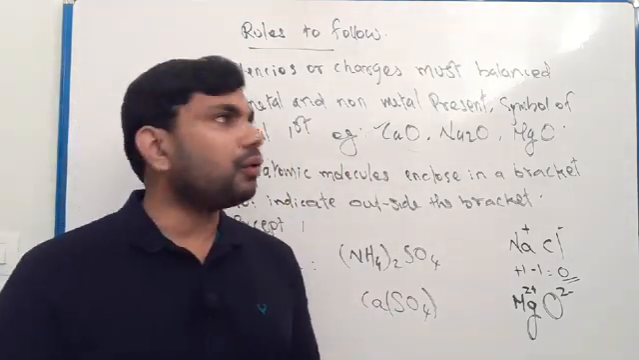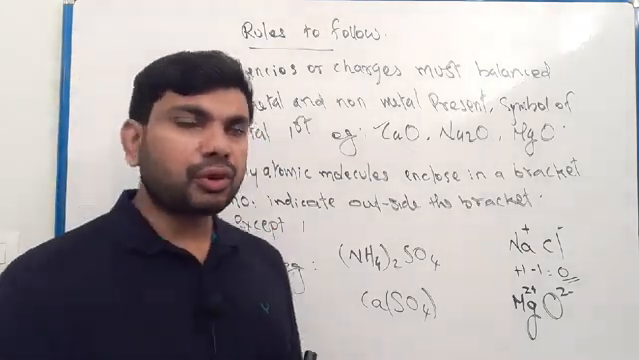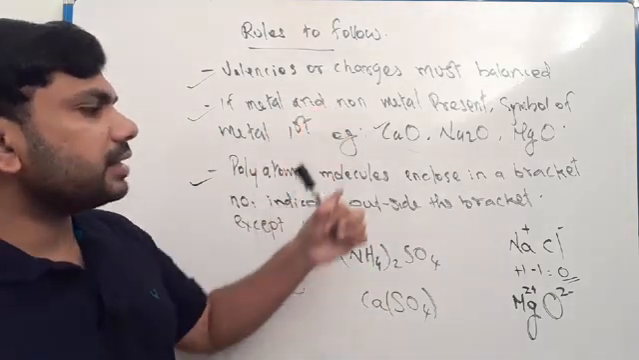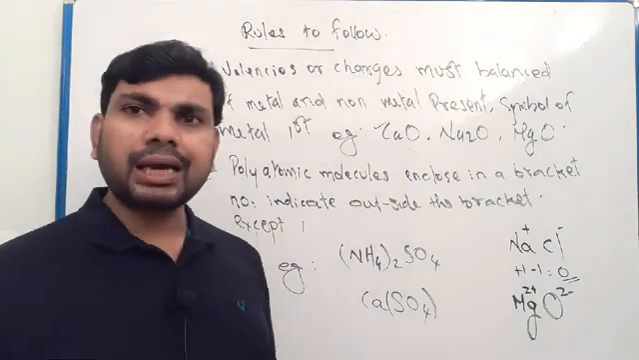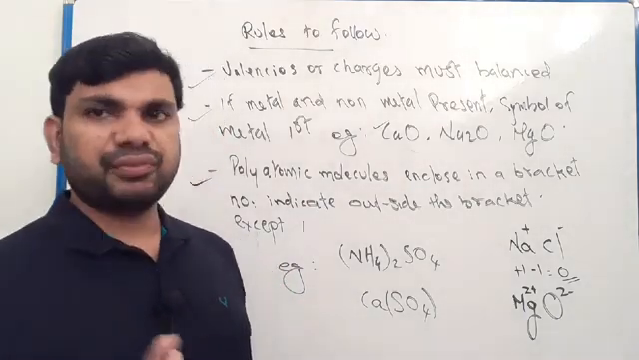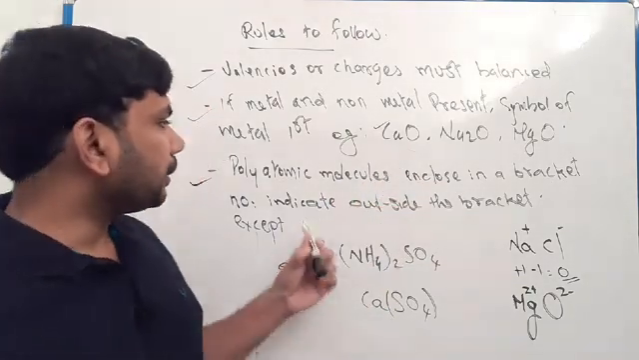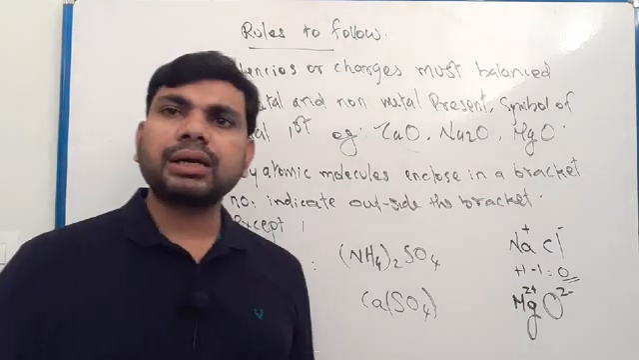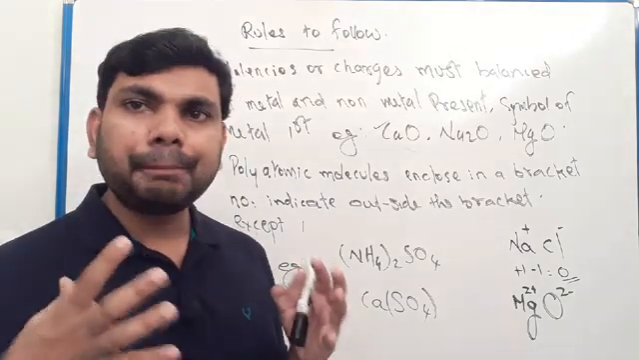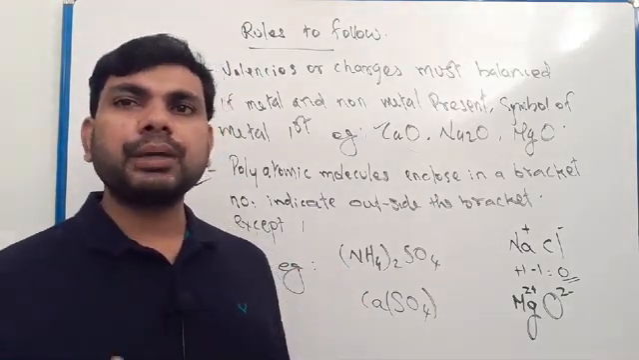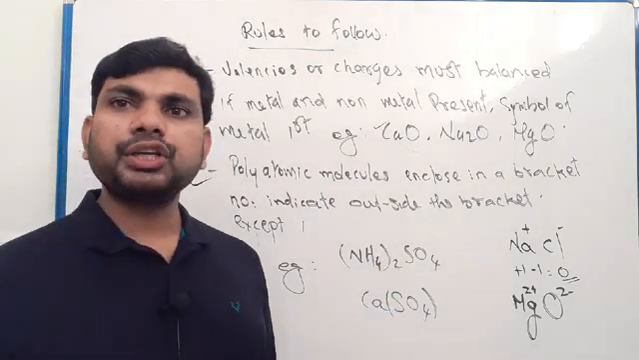These are the rules to follow for making the chemical formula of a compound. First, the charge or valency must be balanced. Second, if the compound contains metal and non-metal, name the metal first, for example calcium oxide, sodium oxide, magnesium oxide. Third, if the compound contains a polyatomic molecule, it should be in a bracket, and the number of polyatomic molecules is mentioned outside the bracket, except one, no need to mention.